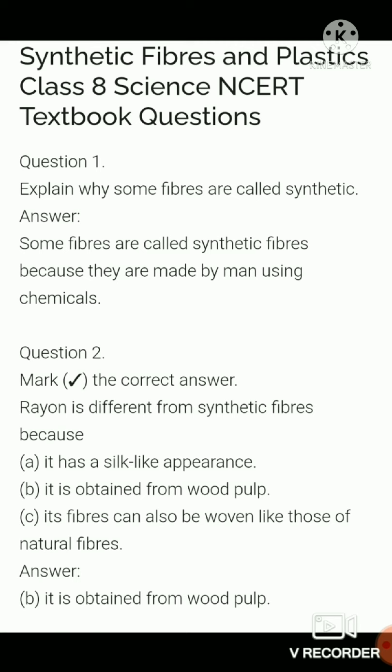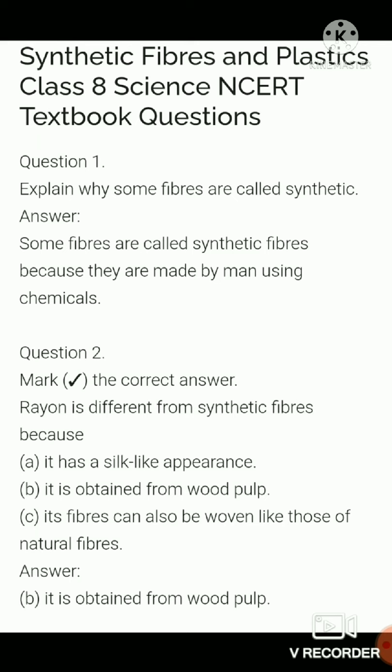Okay, so let's start from question number 1. Explain why some fibers are called synthetic. So the answer is some fibers are called synthetic fibers because they are made by man using chemicals.